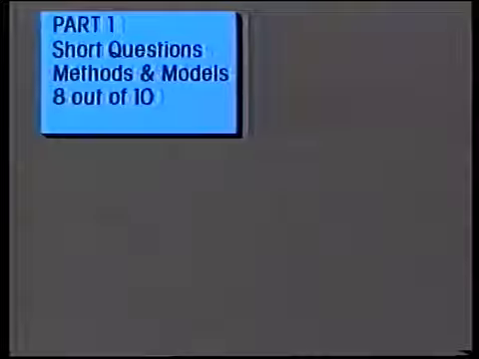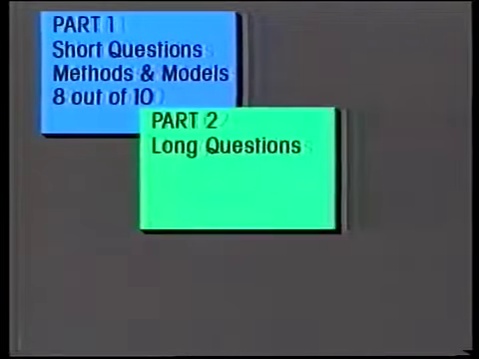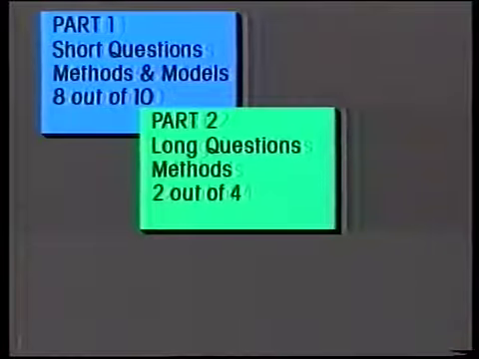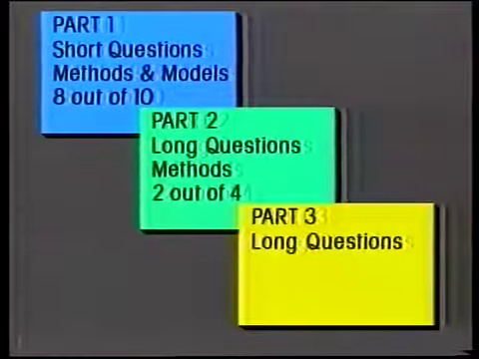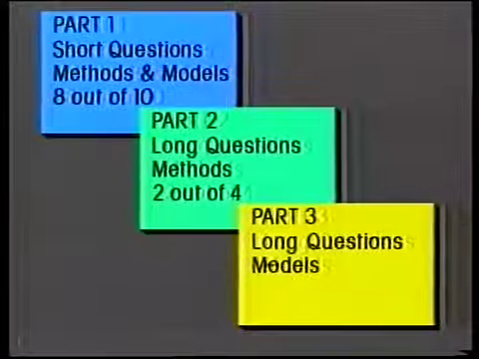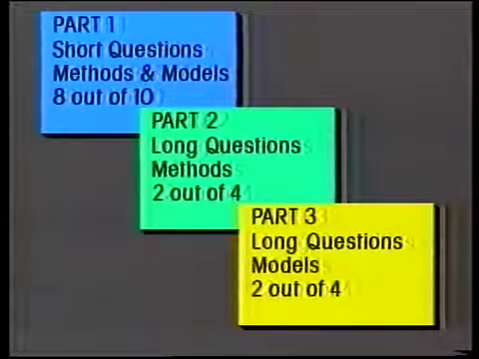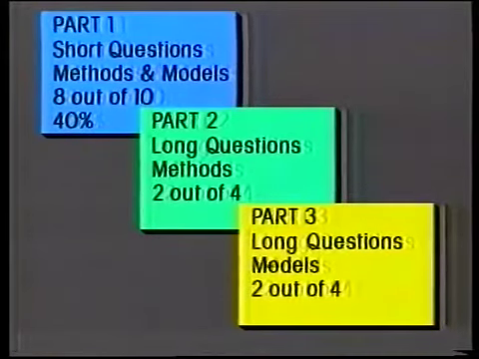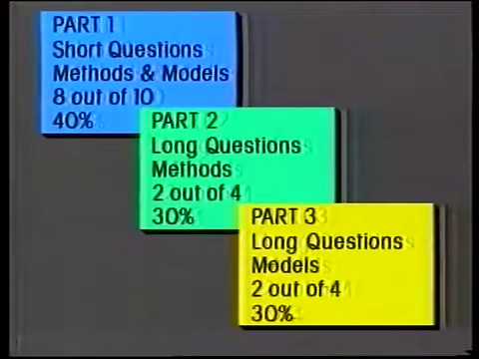Parts 2 and 3 both contain longer questions, and there's more choice. Part 2 is on methods and contains 4 questions, and you're asked to tackle 2 of them. Part 3 is on modelling, and again you have to answer 2 out of 4. What about marks for each part? Well, Part 1 carries 40% of the marks, whilst Parts 2 and 3 carry 30% each.